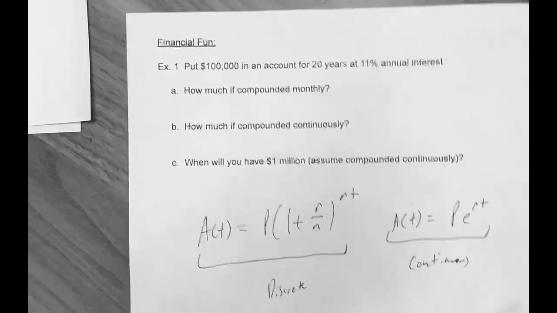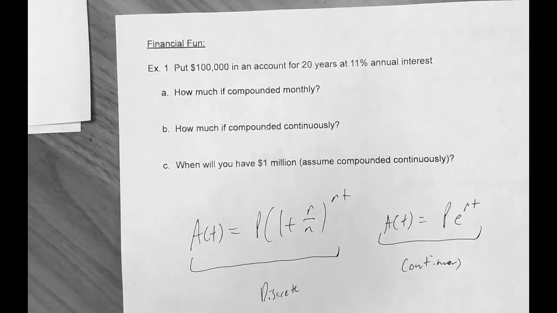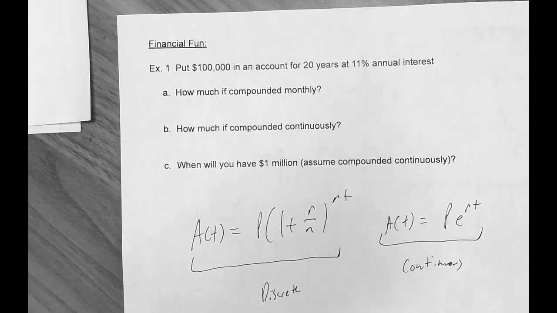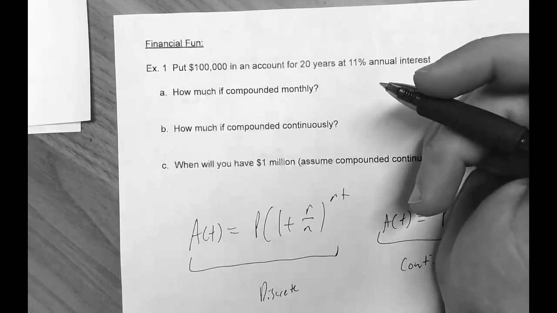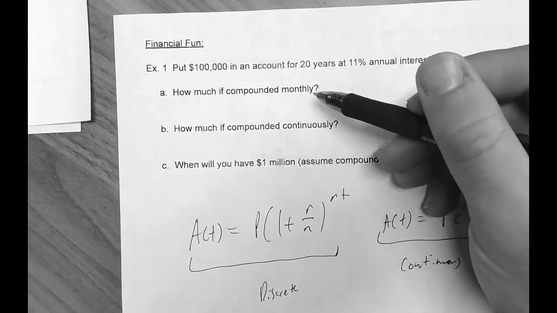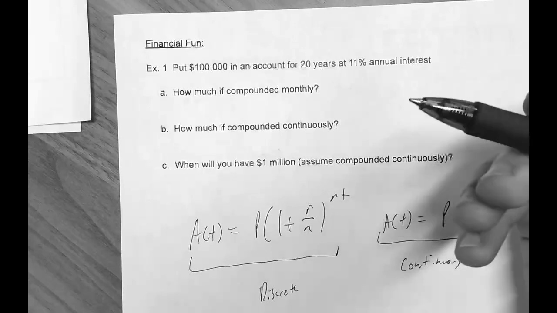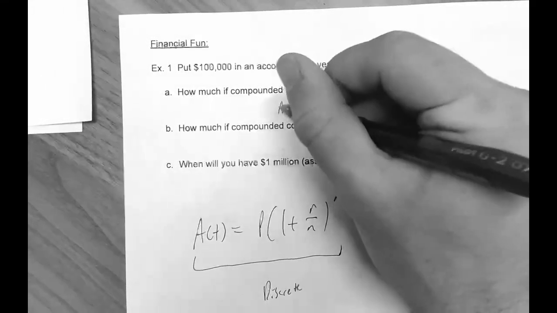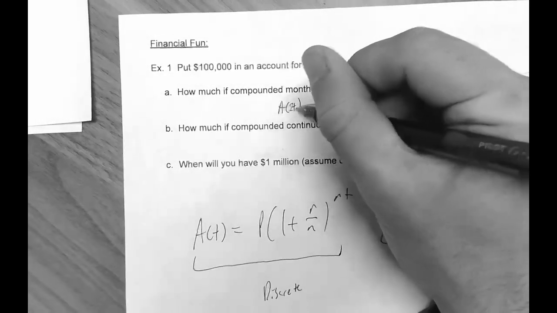So you could be given a question with a principal and an interest rate and amount of time, and you're asked how much money you will have at a specific time, or when will you have a certain amount of money. So we want to use this formula for A because it's a discrete period of time, and then we use this formula for B because it's continuous. So we'd have A of t, A of 20 in this case.